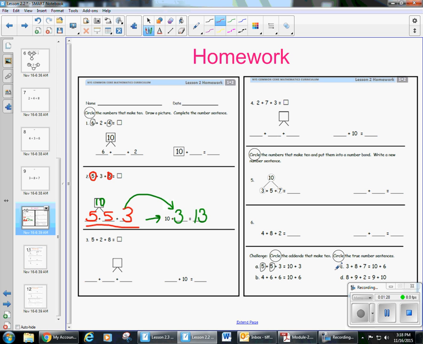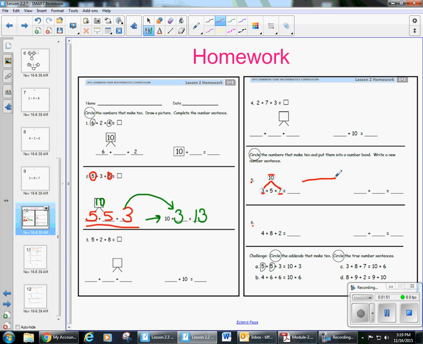If you're looking on the second page, it's the same thing. But here for number 5 and number 6, they want you to circle the numbers within the problem that equal 10. Here they've done the 3 plus 7, and they've created a number bond. I do want the students to do that. I want them to draw the line to connect the two and then write a 10 above it.